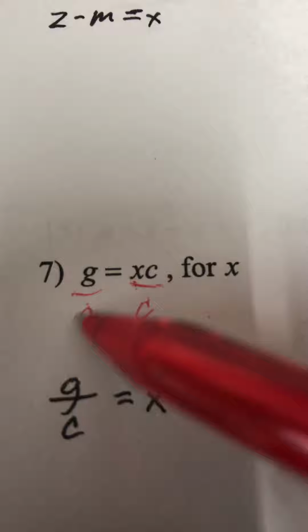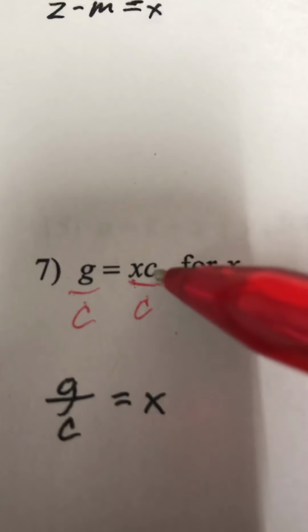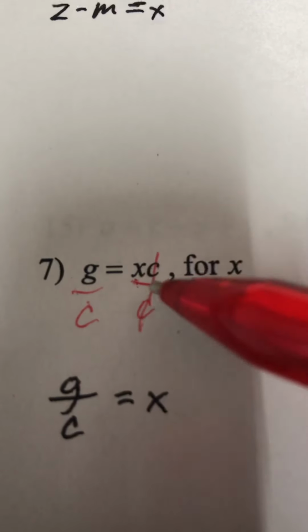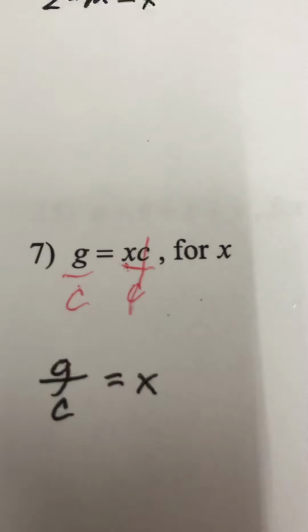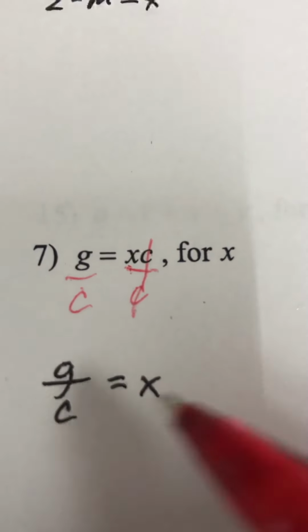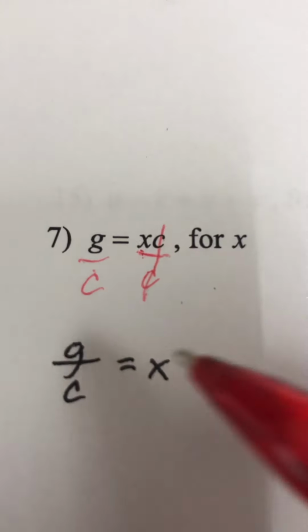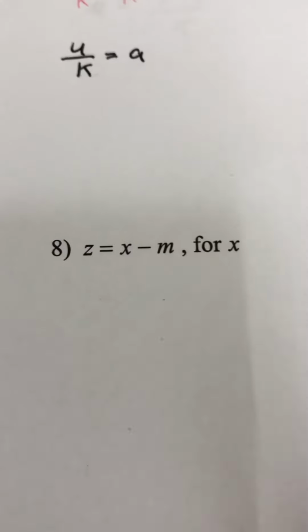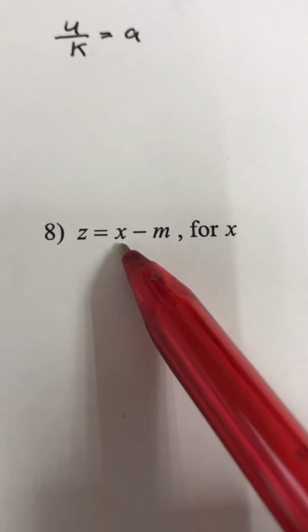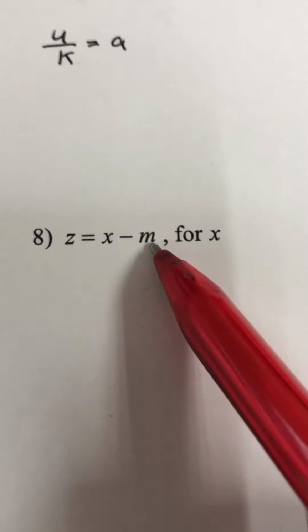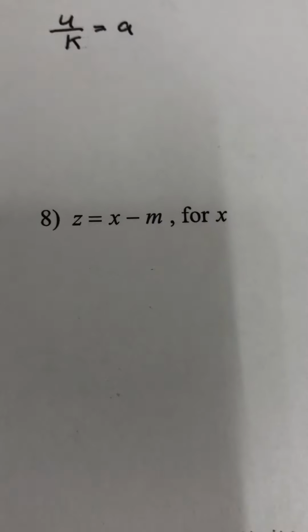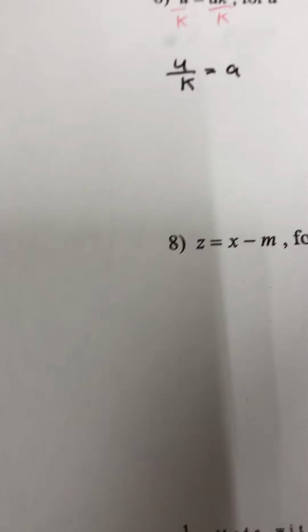So these cancel out when I divide both sides by c. I've got to undo that to get x by itself. So g divided by c equals x. Try 8 on your own. So if you're solving for x, we have a minus m here, so you're just going to add m to both sides. So it should be z plus m equals x.